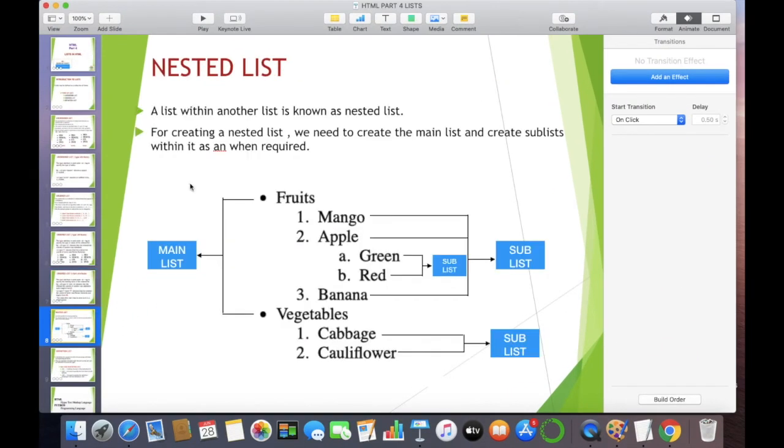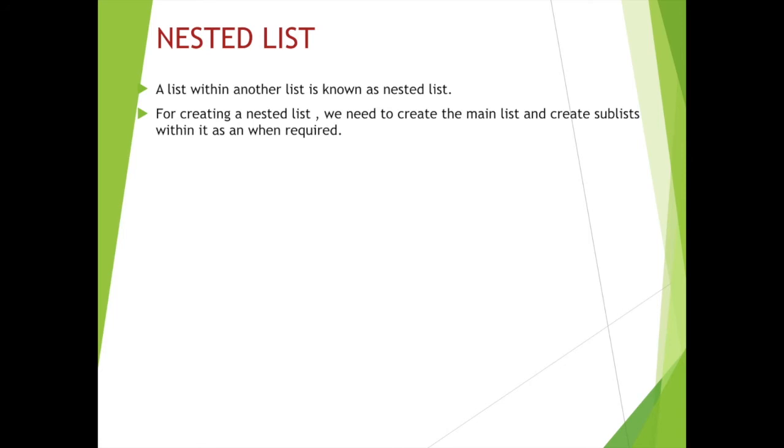Now let us go to the next type, which is the nested list. Now what is the meaning of the word nested? Nested means if within one list we have another list, then it is known as a nested list. So a list within another list is known as a nested list. For creating a nested list, we need to create the main list and then create sublists within it as and when required.